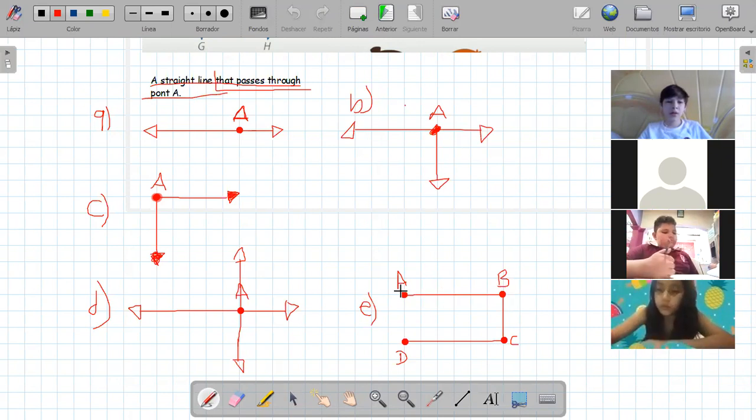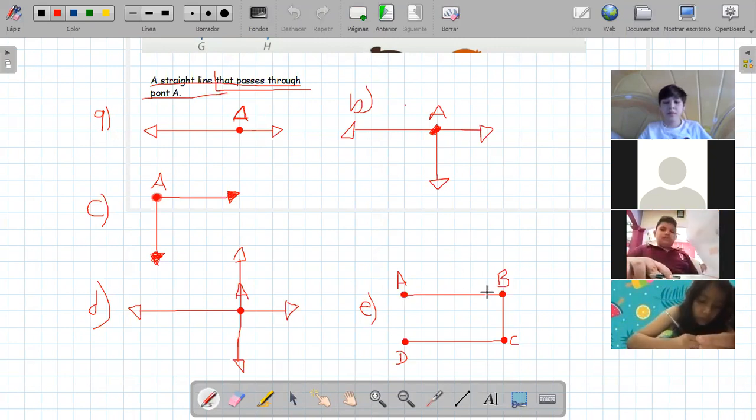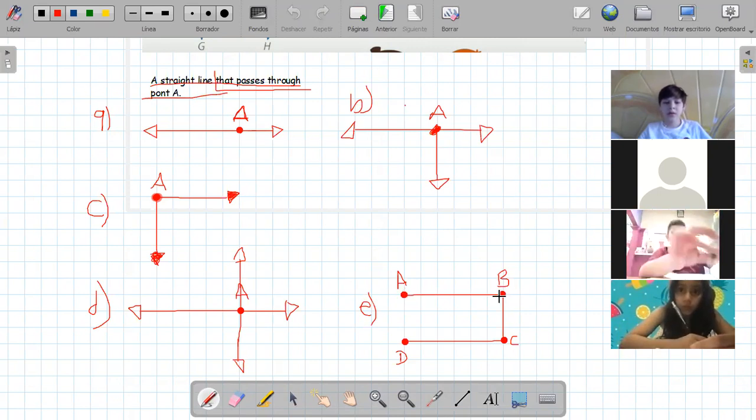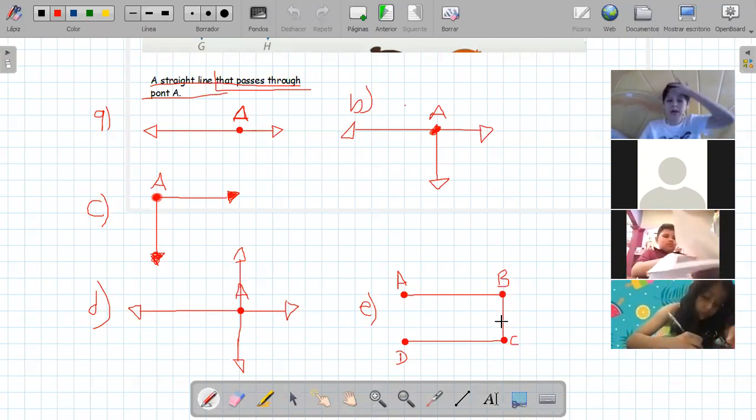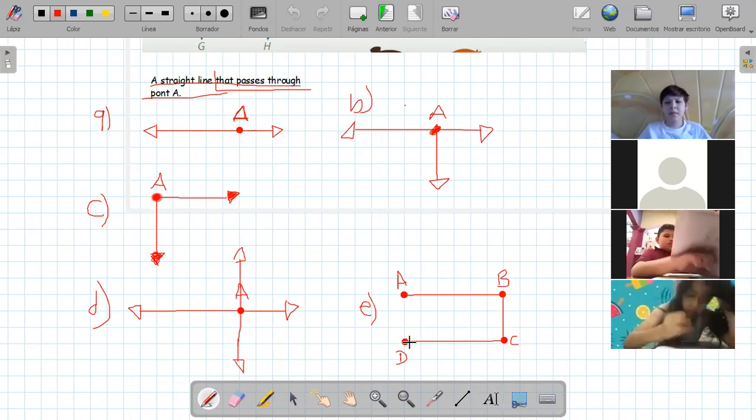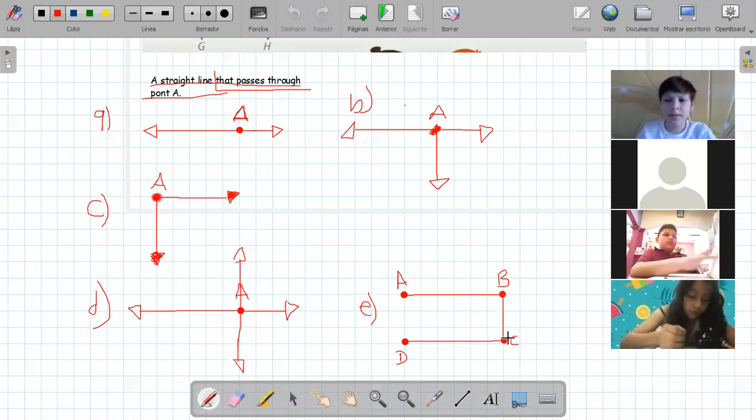The exercise says a segment from point A to point B. This is a segment, point A, point B. Later it says a segment from point B to point C. It doesn't matter the position. The thing is that the segment has two points. Then the exercise says a segment from point C to point D. I have another segment. Why? Because I have 2 points.